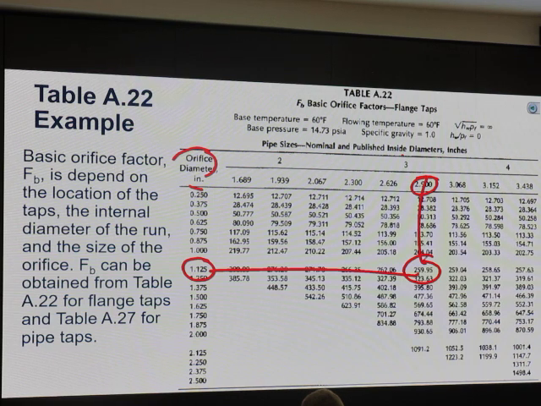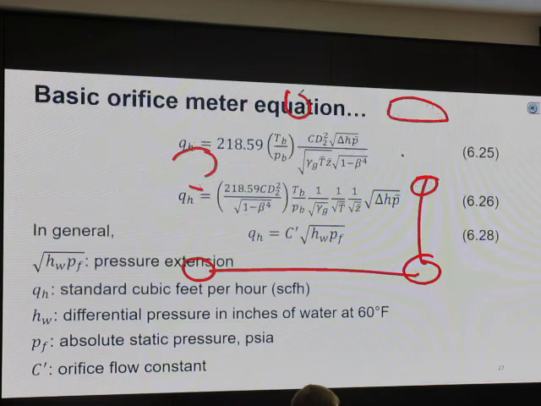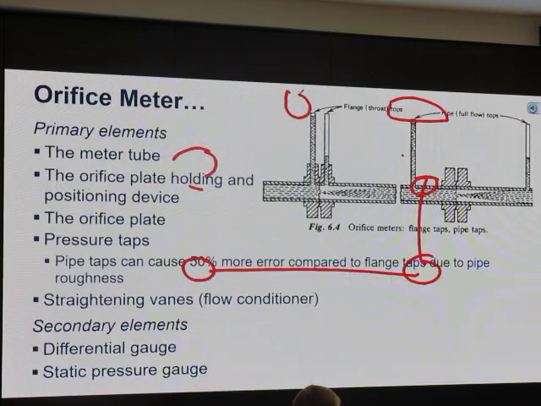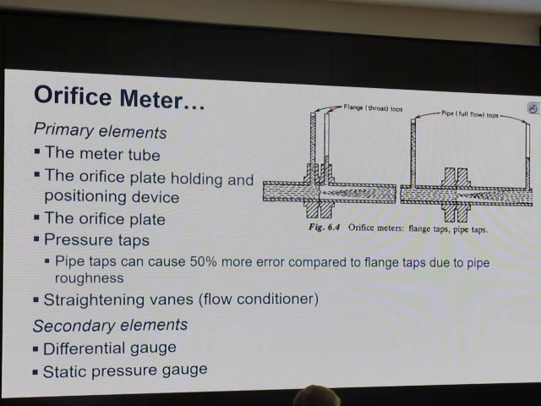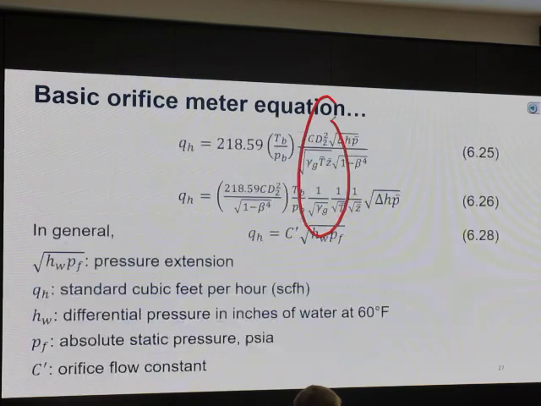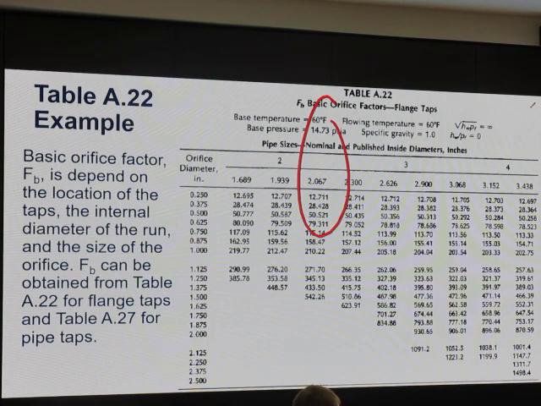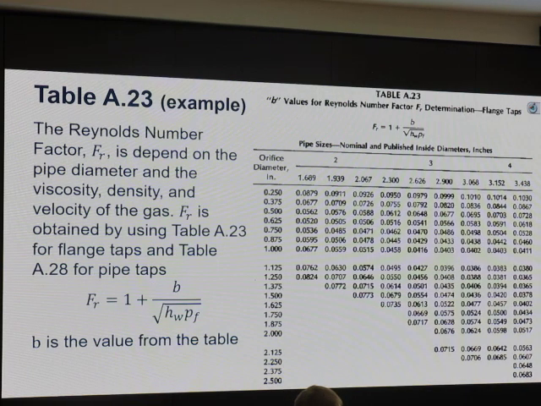Okay, good. This is just how to read the table. In the exam, I will give you two kinds of table: flange tap and pipe tap. Table values for F sub B are not going to be the same. So what you just need to know is, when you see the picture, this is called flange tap and that is called pipe tap. Just use the right table. If it's pipe tap, use pipe tap. If it is flange tap, use flange tap. So this is flange tap, B value.